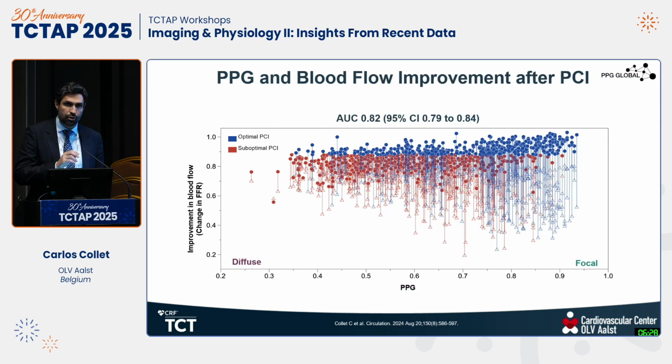These are the main results of the study published a year ago in Circulation, basically showing that if you have focal disease, all these patients have positive FFR, by the way, but you gain more FFR, so the delta FFR is higher, and the degree of revascularization is also higher. If it's blue, it's more than 0.88. If it's red, it's less than 0.88. That's the cutoff also confirmed in the FAME 3 analysis.